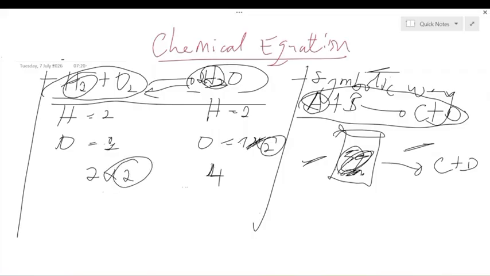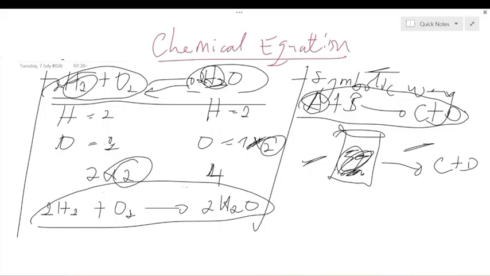So if you multiply this by 2, you are going to add 2 in front of this hydrogen you were balancing, right? So the final equation will be 2 hydrogen plus oxygen to give us 2 water molecules. This is a balanced chemical equation. After doing this, you can now count the atoms on both sides, and you are going to notice that they are all the same on both sides. So this is the simplest equation that you can always balance.